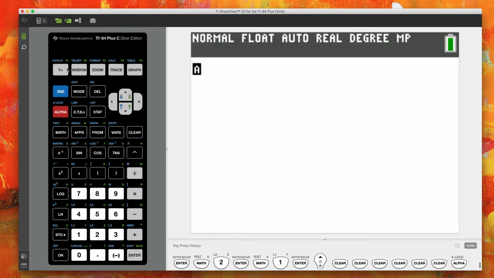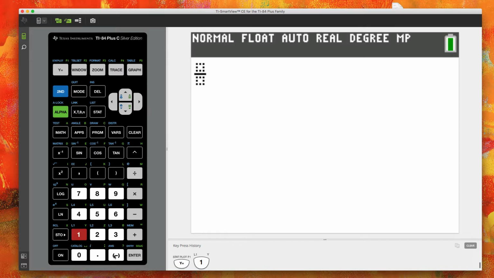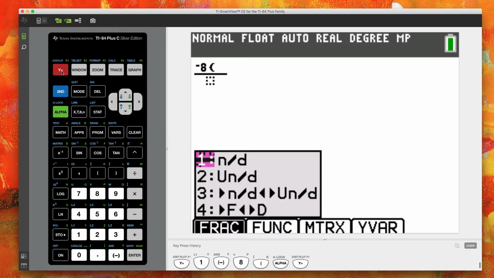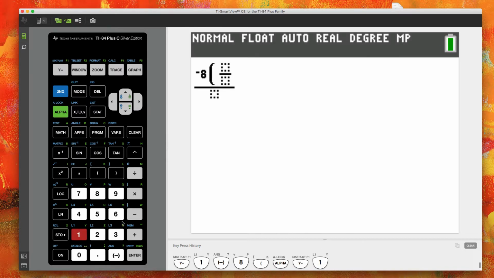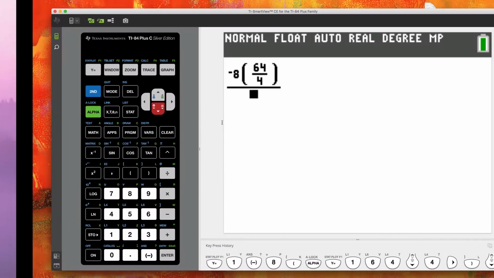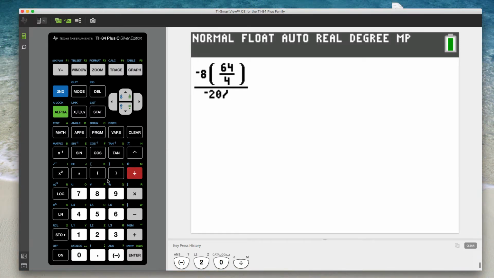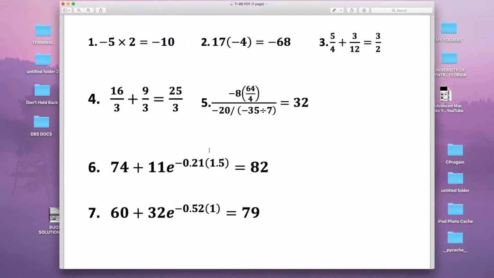So we had a fraction: alpha, y equals, 1, negative 8, open parentheses, alpha, y equals, 1, and 64, down, over 4, over, close parentheses. Then we're going to go down to get to the denominator. And what do we have there? Negative 20 divided by, so the negative button, 20 divided by, open parentheses, negative 35 divided by 7.